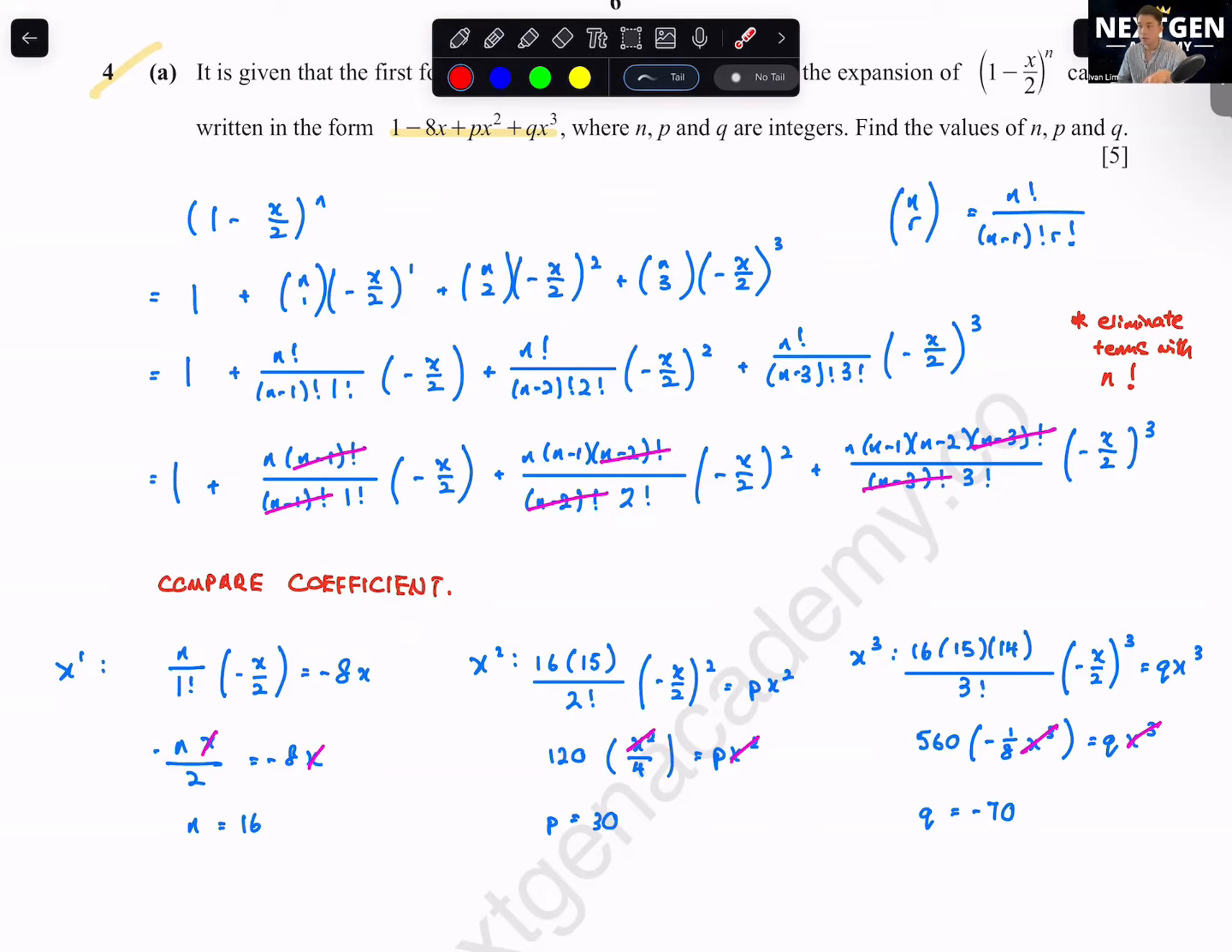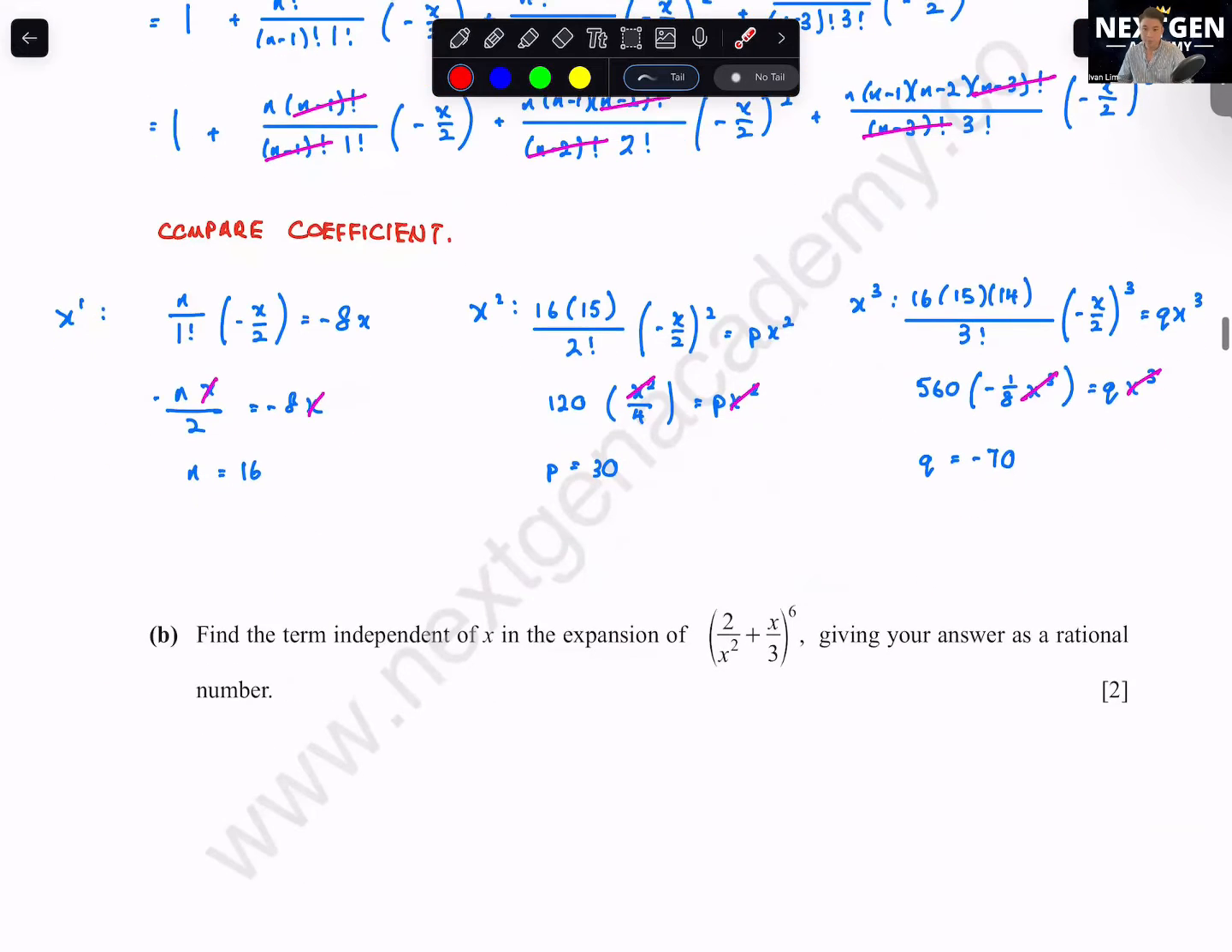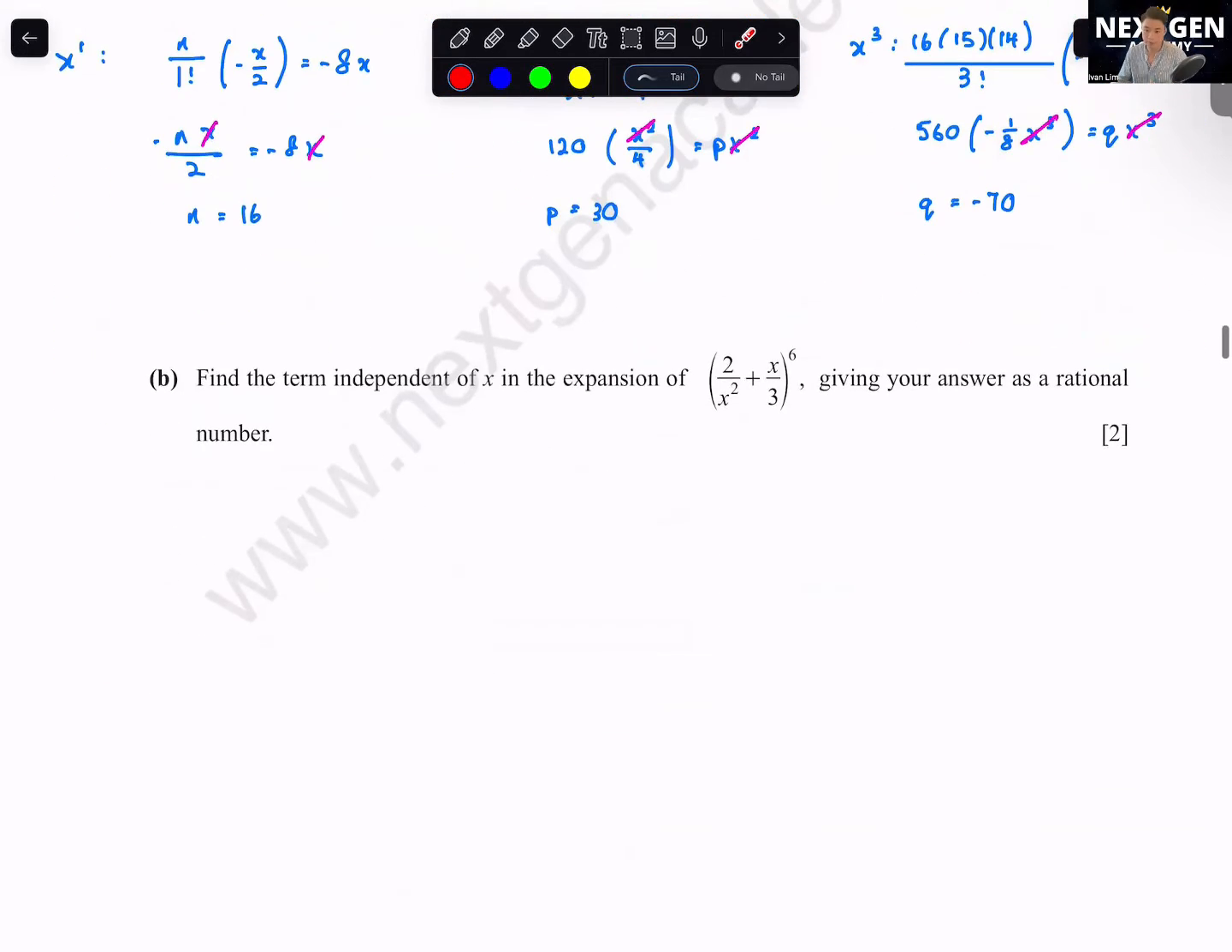Okay, all good? All right, question B. Find the term independent of x. Independent of x means no x. So if you are an independent person, it means you don't need your ex-boyfriend, ex-girlfriend, right? Okay, so in the expansion of 2 over x squared plus x over 3 to the power of 6, give your answer as a rational number.